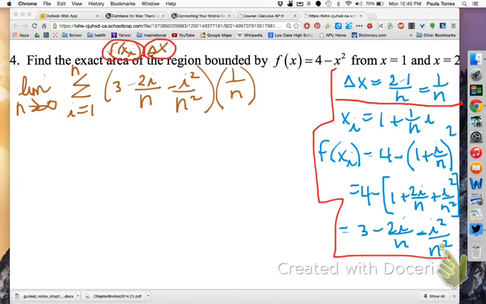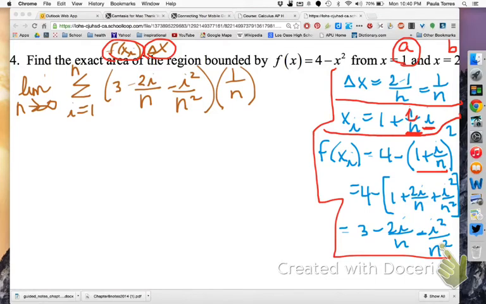There's my delta x, b minus a. Remember this time a is 1 and b is 2. And there's my x sub i, which is just the beginning, the spot where I started, plus a whole bunch of delta x's. And so I keep track of how many by i. And then if I want f of x sub i, I have to plug that in. So remember, this is really i over n. So there it is. I plugged in 1 plus i over n, and then I FOILed and simplified.